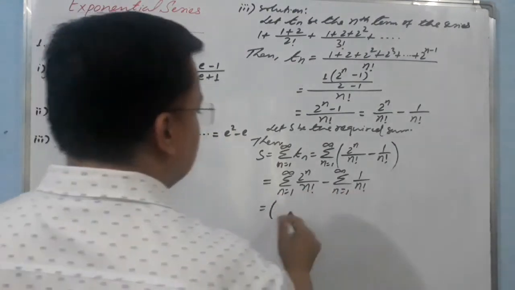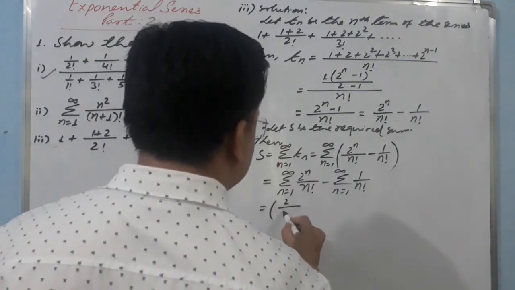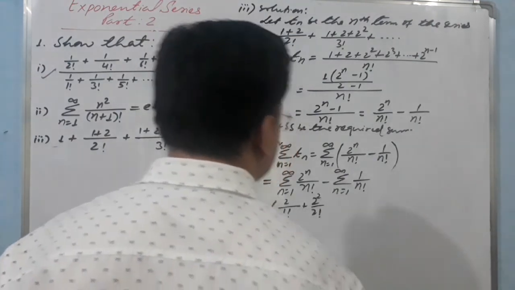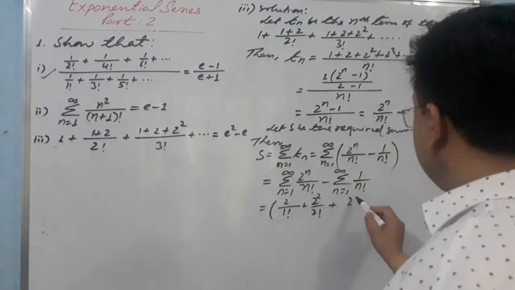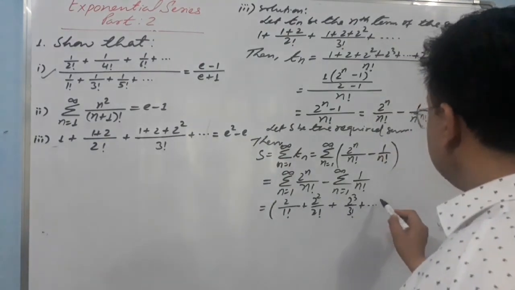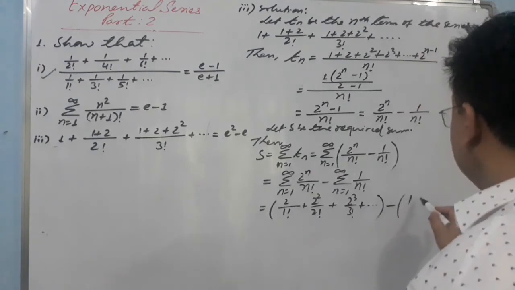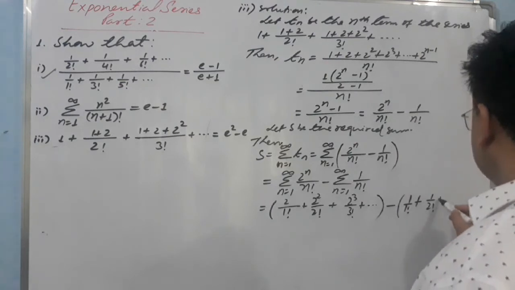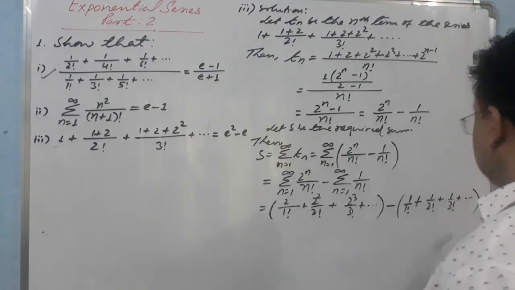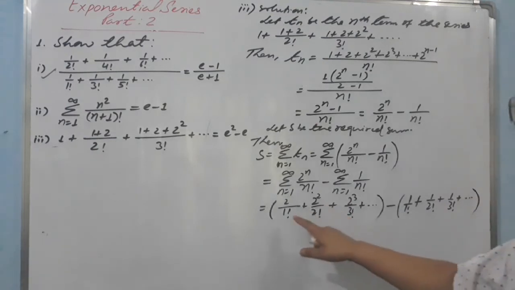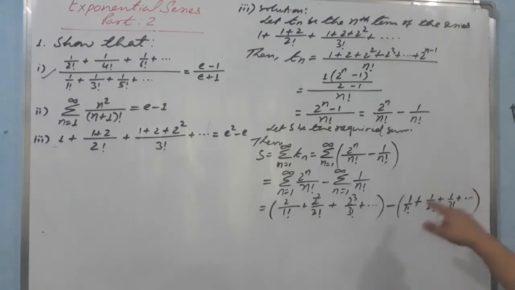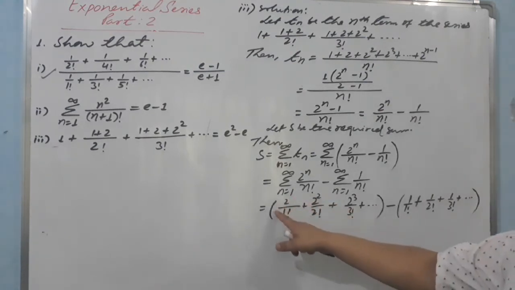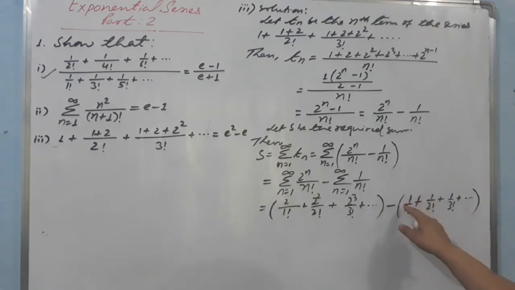let's expand this one. 2 upon 1 factorial plus 2 square upon 2 factorial plus 2 cube upon 3 factorial plus and so on, minus 1 upon 1 factorial plus 1 upon 2 factorial plus 1 upon 3 factorial plus and so on. No problem, this is not in a complete formula. It should start from 1 plus. Here also we need 1.